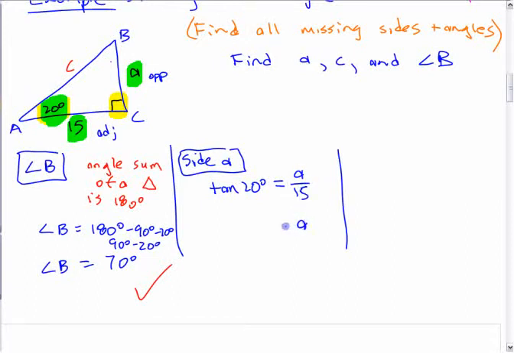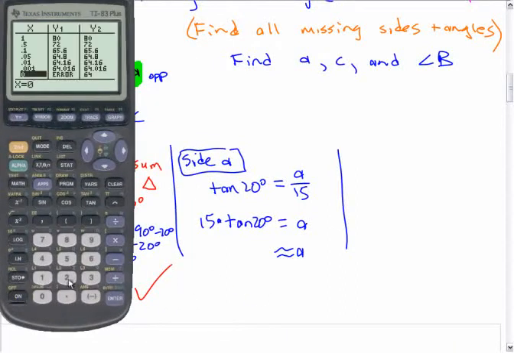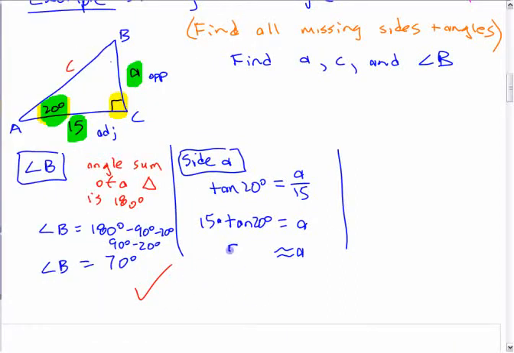So hopefully, again, we're getting better at solving these now. 15 times tangent of 20 is going to give you A. And if somebody is good enough to use their calculator and let us know what that is, that'd be great. What's 15 times tangent of 20? What'd you get? 5.4. Good.